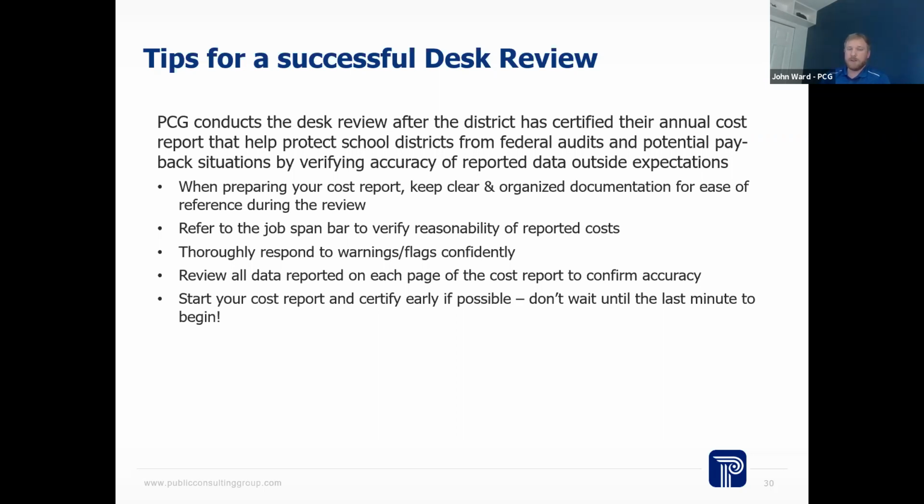One thing I do want to note on this slide is, as you're filling out your cost report, if you are asked to provide an explanation to a flag or warning, just know that what you put as your explanation does carry over to the desk review. And it allows us to close out a lot of edits prior to initially sending your desk review.